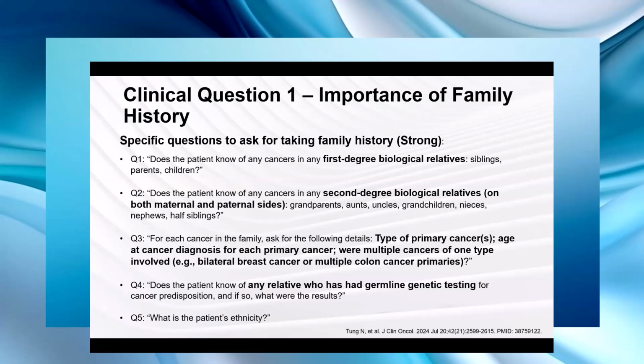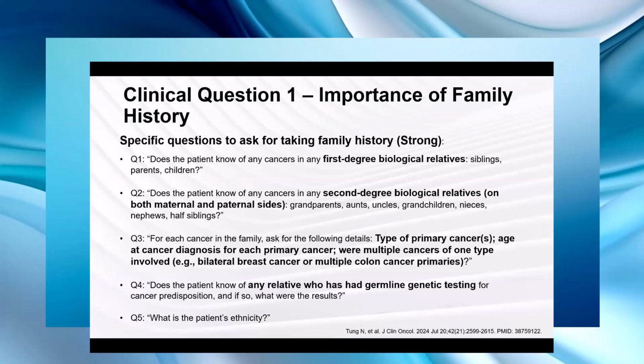So this first specific question that's recommended by ASCO to be asking when taking a family history is, does the patient know of any cancers in first-degree biological relatives? And those are defined as siblings, parents, or children. Then following that up with whether or not the patient knows of cancers in any second-degree biological relatives. And it's important to clarify that this is both on the maternal and paternal sides of the family. These relatives would include grandparents, aunts, uncles, grandchildren, nieces, nephews, and half-siblings.